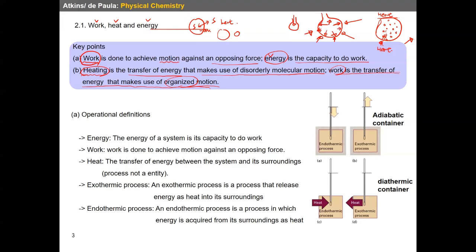Okay, so this is a key point for this subject. Then let's talk about these things. First, we will start with the operational definition of each terminology. First, we learn about energy. As before, the energy of a system is its capacity to do work.